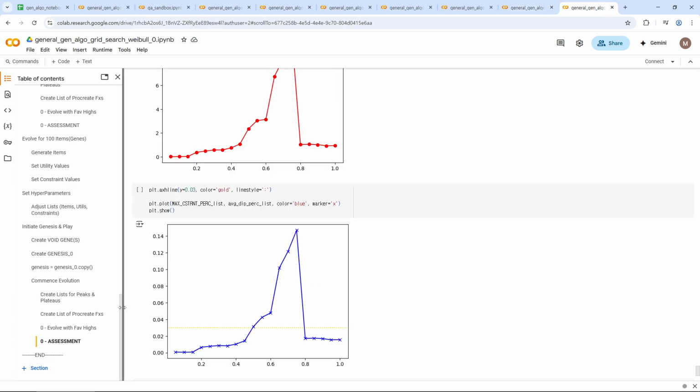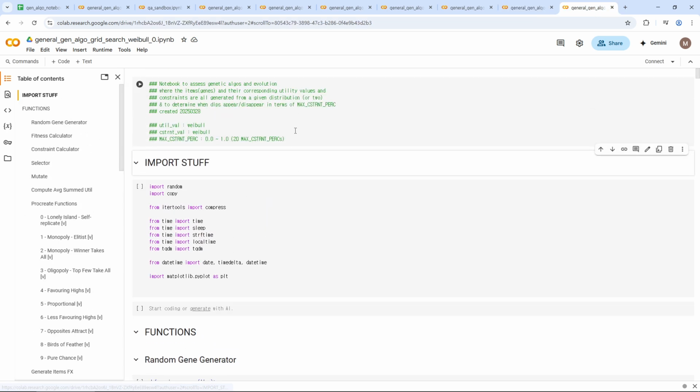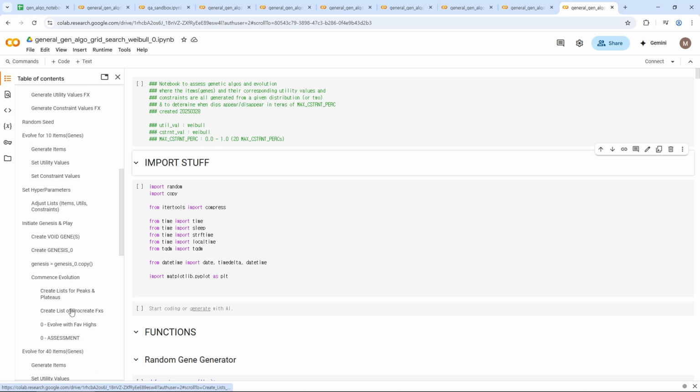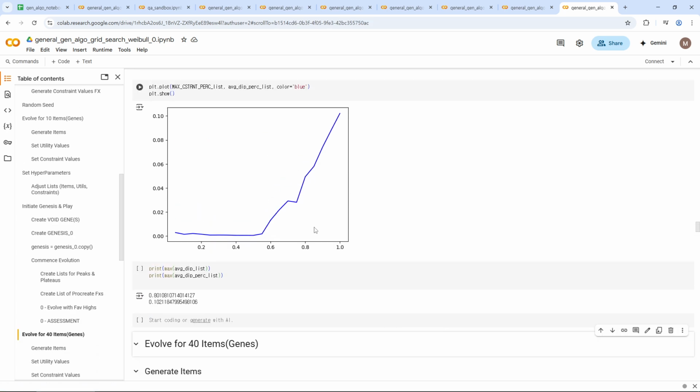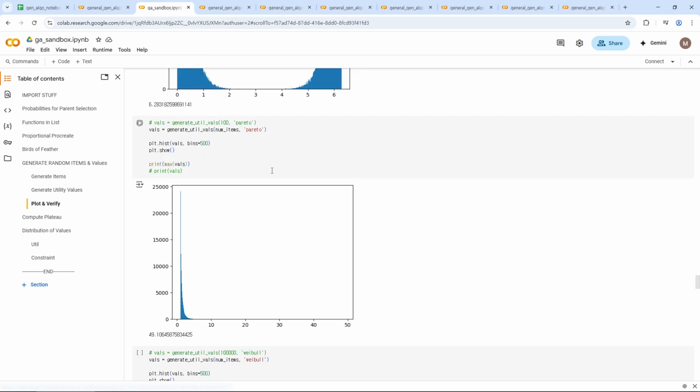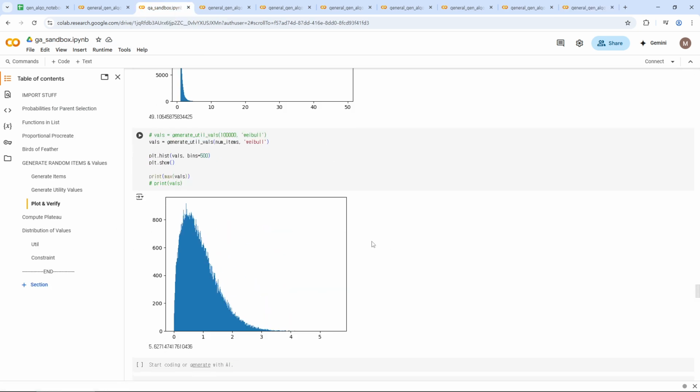And the last notebook, but not the least, is when I use the Weibull distribution to sample both the utility values and the constraint values, but separately from the distribution. And when I only have 10 items, this is what it looks like. Again, the same. What does a Weibull distribution look like, if you might ask? This is what it looks like when you have 100,000 items.